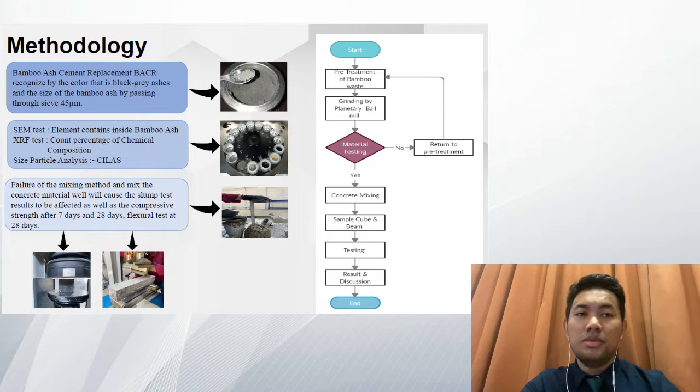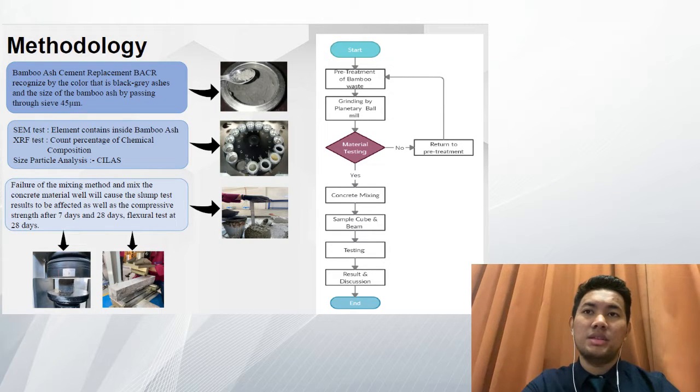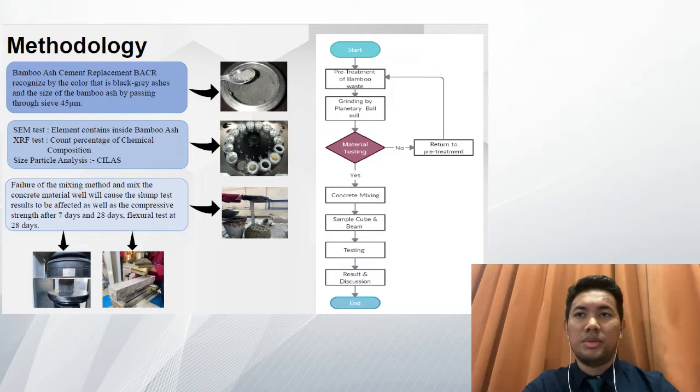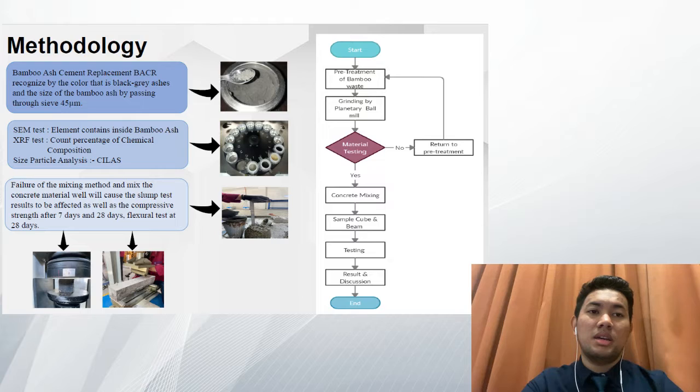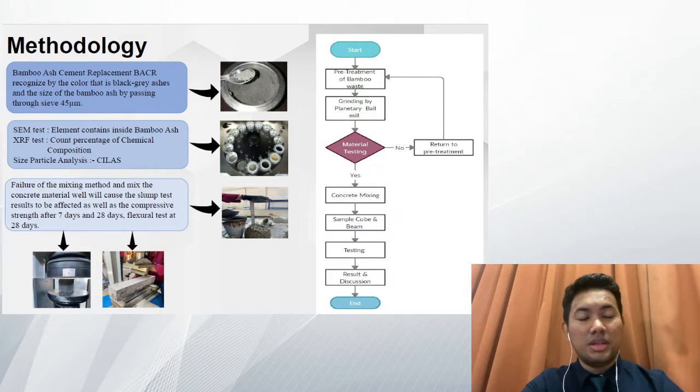So the bamboo ash cement replacement, called BACR, is recognized by its black to gray color, and the size of the bamboo ash is obtained by passing it through a sieve of less than 45 micrometers, before we declare the bamboo ash is ready to use as a cement replacement.